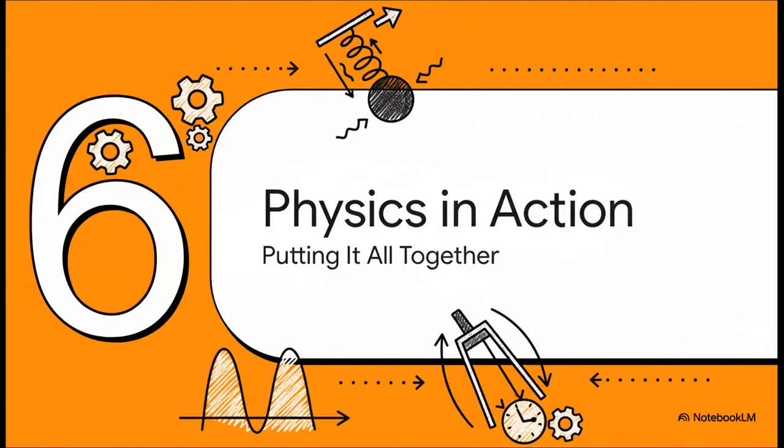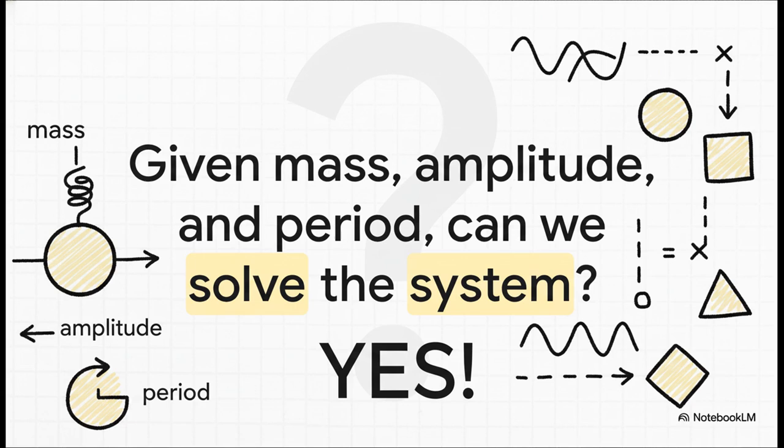Okay, theory is great, but now it's time to put our newfound knowledge to the test. Let's take everything we've just talked about and use it to analyze a real oscillator and predict exactly what it's going to do. So here's our challenge. We have an oscillator. We know its mass, how far it swings, and how long one full swing takes. The question is, can we use what we know about SHM to figure out the rest of its secrets? The answer is absolutely yes.